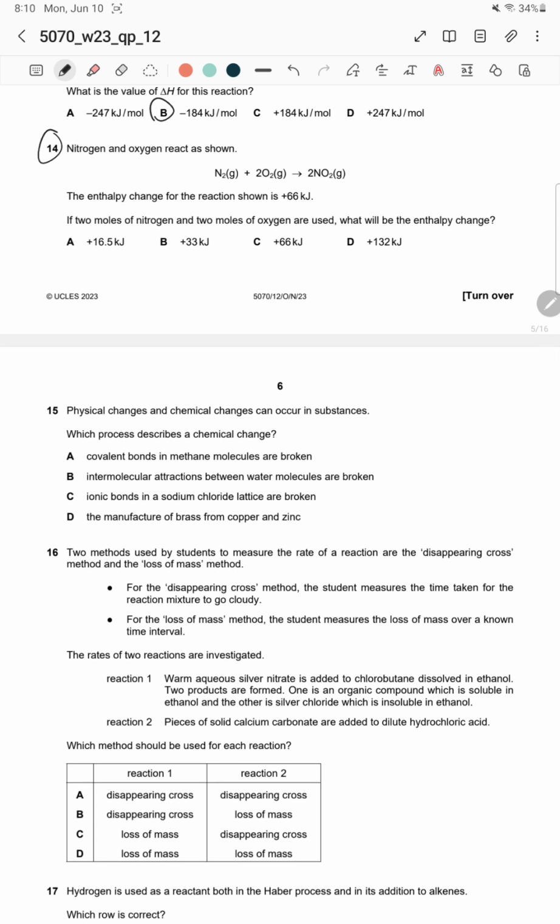Nitrogen and oxygen react as shown. The enthalpy change for the reaction is positive 66, which means this is an endothermic reaction. If 2 moles of nitrogen and 2 moles of oxygen are used, what will be the enthalpy change? So the enthalpy change for 2 moles of nitrogen and 2 moles of oxygen, what will be the enthalpy change here?